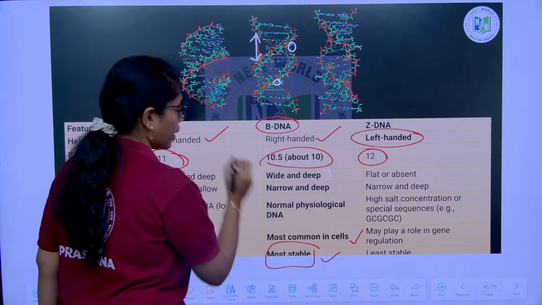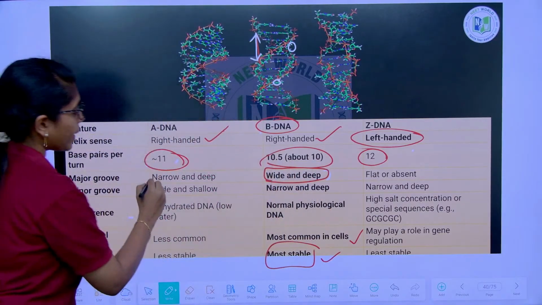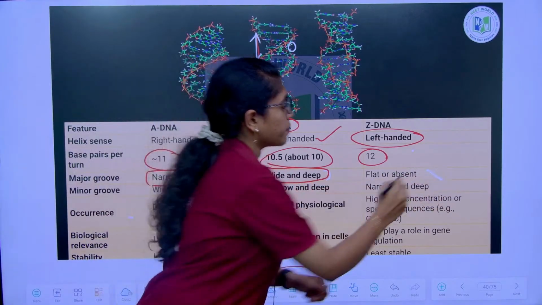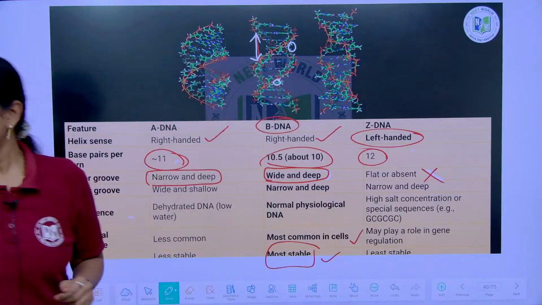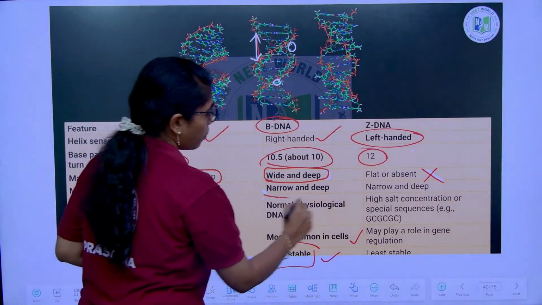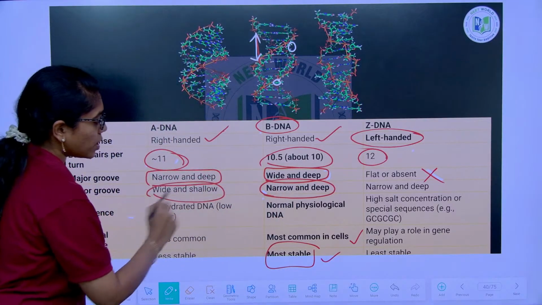In B type DNA, the major groove is what? Wide and deep. In A type DNA, it is narrow and deep. Here it is absent. Okay. And here we go. B type DNA, the minor groove will be narrow and deep. This is wide and shallow, opposite.